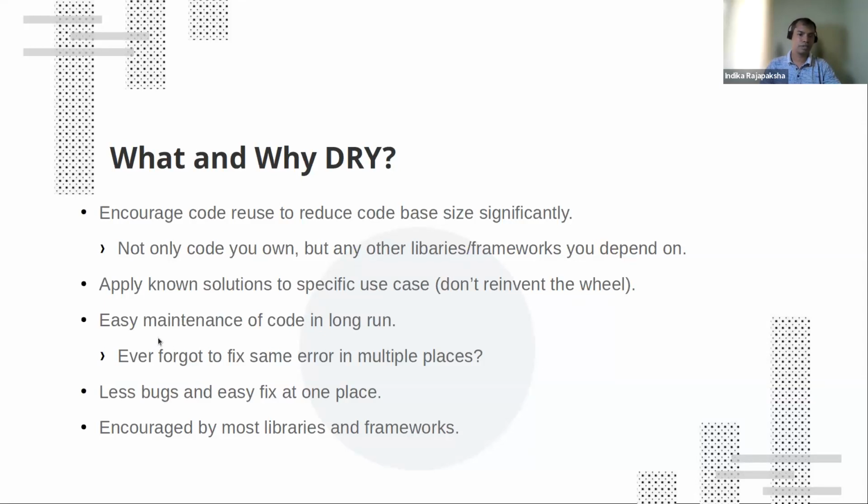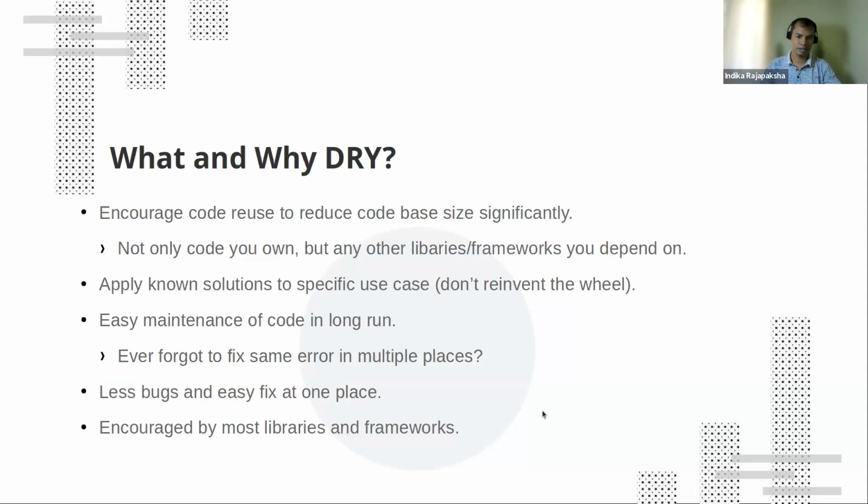Also it helps us to easily maintain the code in the long run. For example, if you have worked on a large project for some time, sometimes you get errors and you fix it in one place, but the error persists or the bug is still there. That's because you may have to fix the same error in multiple places. But if you do it the DRY way, you don't have this kind of problem because you only have to fix any bug in one place. This means you have fewer and fewer bugs, and you can easily fix them because you know where to fix it.